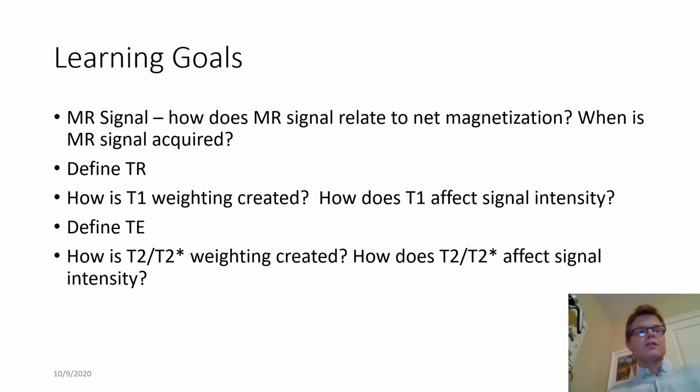Okay, so we've reached the end of this chapter 5 lecture recording. Make sure when you're reviewing this that you've got these key concepts: first of all, what is the source of the MR signal in terms of the net magnetization, and know the definitions of TR and TE, and how they can be varied, and how they can create T1 and T2/T2 star weighting.